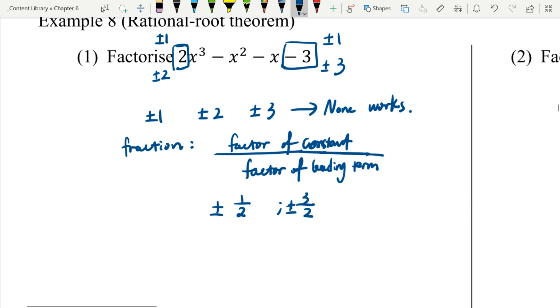So now you will try those 4 values. There must be one that works. If it still doesn't work, it means you got some calculation errors and you need to go back to check everything. So if you want to solve by hand, it either works in those integers or it works in these fractions. There must be one that works. If they give you the question, you can definitely factorize it. They won't give you something you can't factorize. Basically all cubics can be factorized, but some can be factorized by hand, some can't. So the one they give you must be able to be factorized by hand.